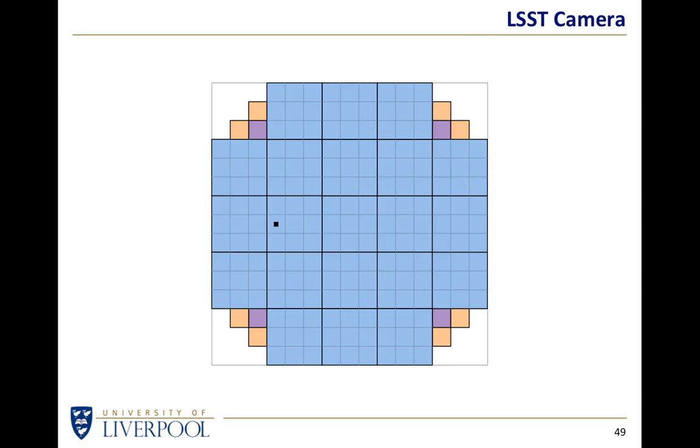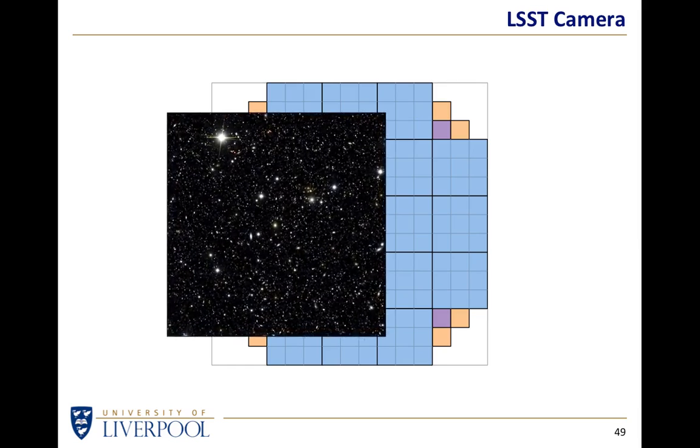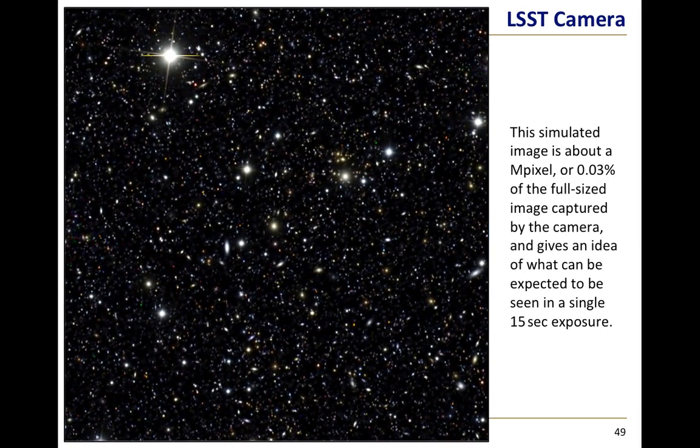I can't possibly show you what it's going to look like. Even a simulation of a 3 gigapixel image, how can I possibly show you a 3 gigapixel image? The best I can do is to say, imagine taking that little black dot there. Let's just take that little black dot and say, what would we expect to see if we took a single 15-second exposure, what would we see in that black rectangle? Well, that's roughly speaking what we would see.